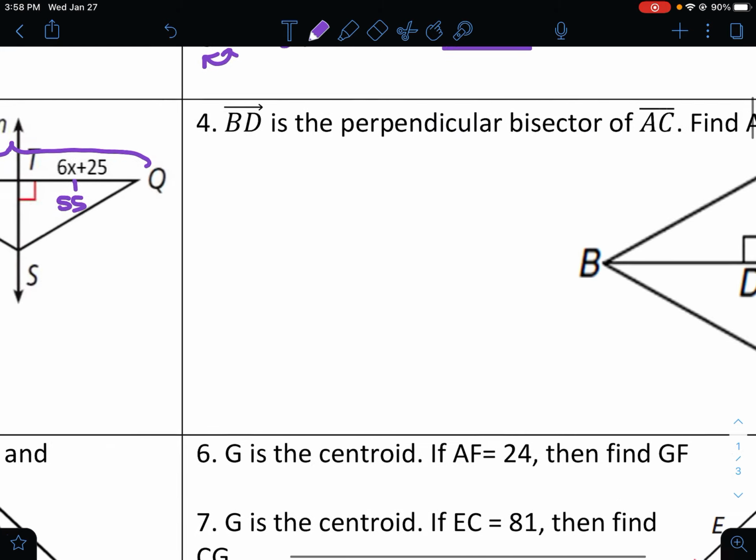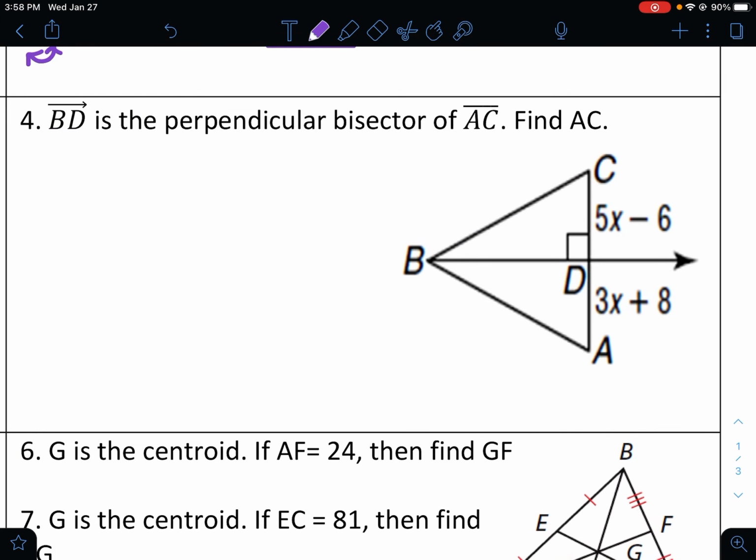Number 4. Ray BD is the perpendicular bisector of AC, which means these two sides are congruent. So that's going to be another part equals part problem. So we have 5x minus 6 equals 3x plus 8. And if we solve for x, we get x equals 7. Then we're going to plug it back in as usual.